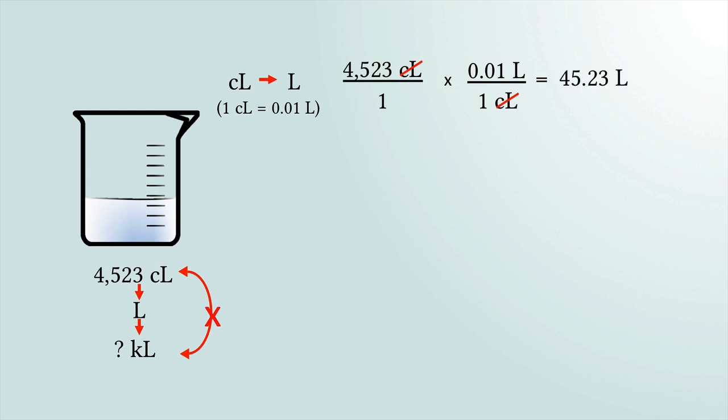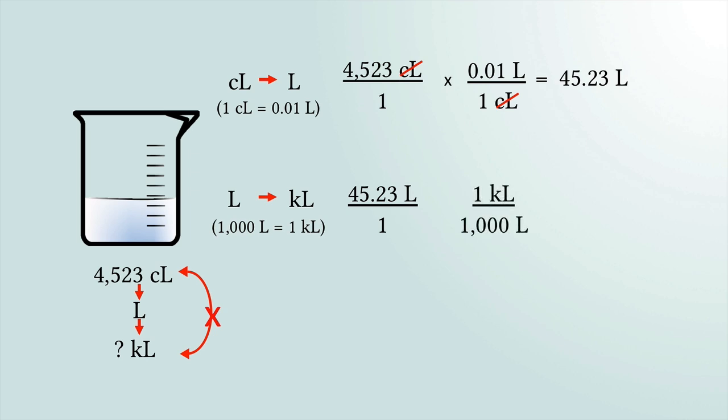Okay, now let's convert our liter measure into kiloliters. What do we have? 45.23 liters. Make it into a fraction by placing it over 1. Now, what is our conversion factor between liters and kiloliters? 1,000 liters equals a kiloliter. So make that conversion into a fraction so that the liter units cancel. Now we can multiply the 2 fractions together, canceling liter units and getting 0.04523 kiloliters as an answer.